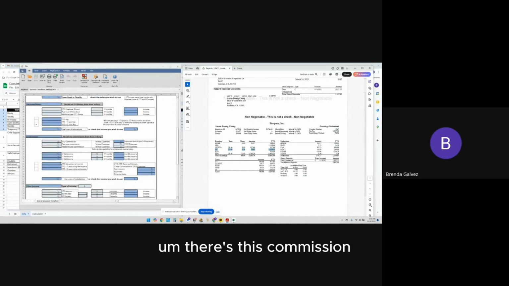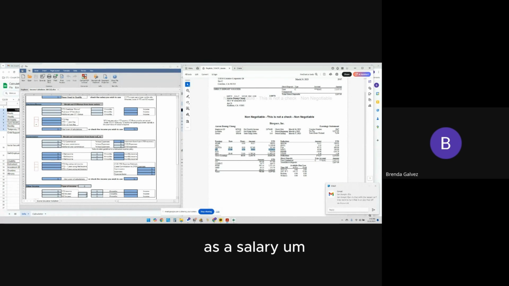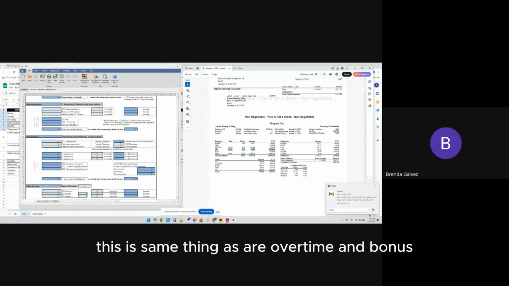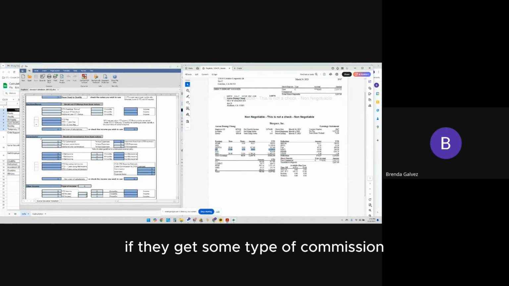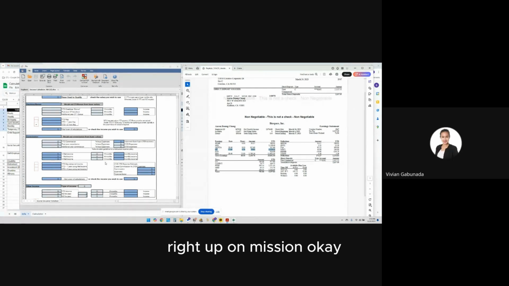There's this commission. This commission is mostly when they are working as a salary. This is the same thing as our overtime and bonus. If they get some type of commission, we can use it in their income calculation as long as they've been earning it for the last 2 years as well. For the commission.